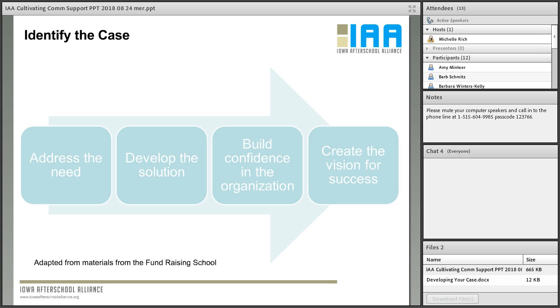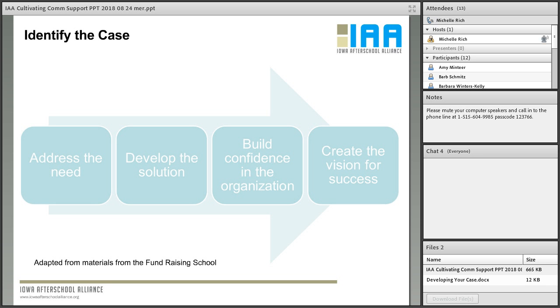And then finally, create the vision for success. Think about what success looks like once you've solved this problem, and be very specific about this. Is it giving more youth access to programming? Is it more skills that youth will have? Think about that, because community partners really want to know how their contributions will be used, and they want to know that suspected impact.